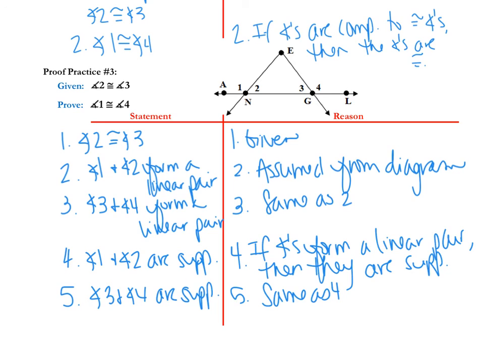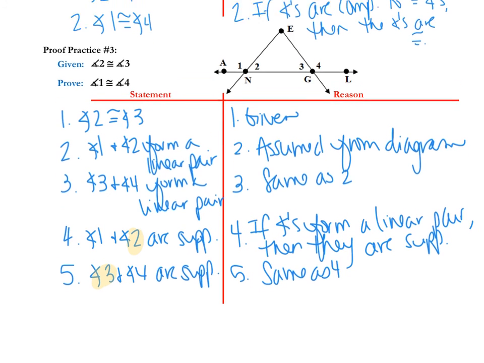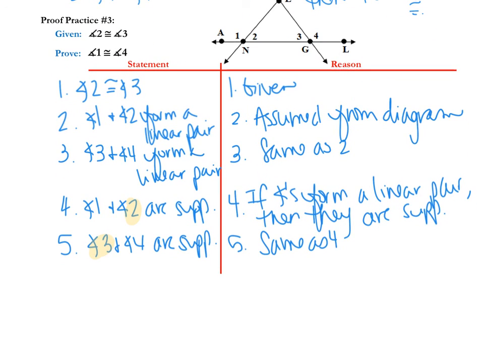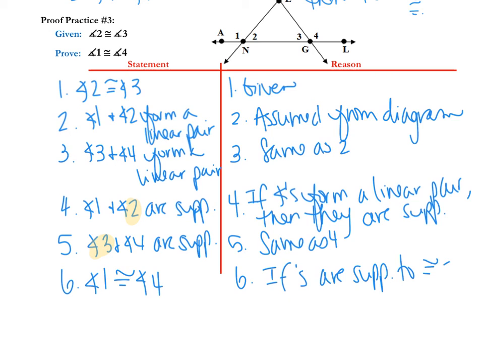Okay. All right. So we showed that 1 and 2 and 3 and 4 form a linear pair. We now showed that 1 and 2 are supplementary and 3 and 4 are supplementary. And we know from the given that 2 and 3 are congruent. So we can now go ahead and apply our theorems to this. That angle 1 and angle 4 will be congruent because if angles are supplementary to congruent angles, then the angles are congruent.